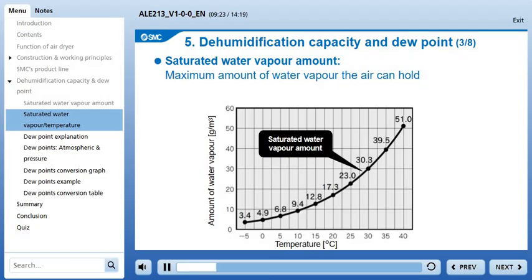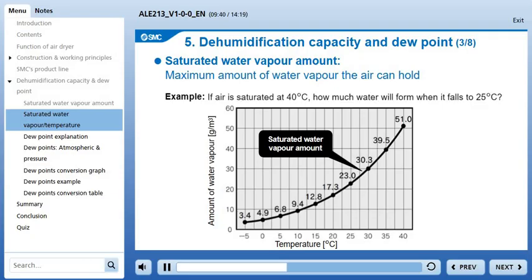As explained in the previous slide, when the saturated water vapor amount is exceeded, water droplets will form. In a factory, the temperature of compressed air may fall due to cooling factors such as outside air temperature or indoor air conditioning. As an example, if air is saturated with water vapor at 40 degrees Celsius, what happens when the temperature falls to 25 degrees Celsius?